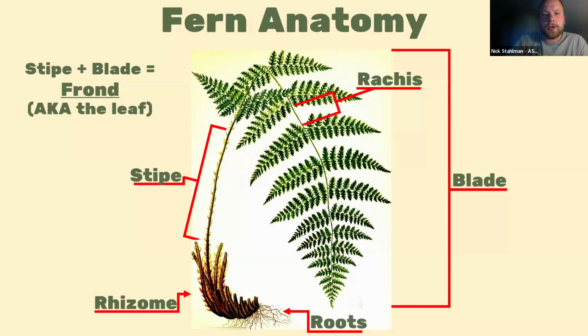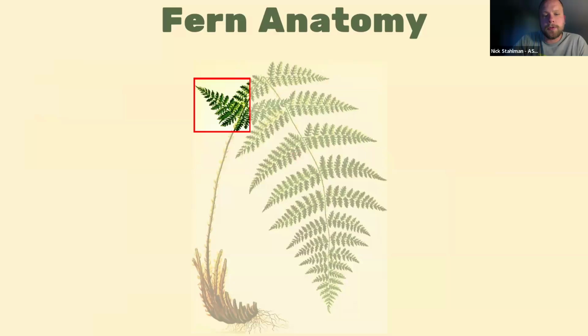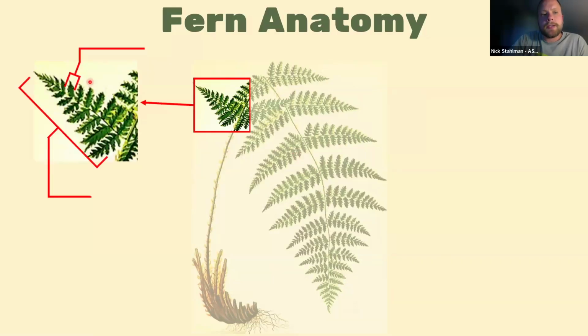Now, I mentioned the term pinna, so we're going to take a little bit of a closer look here. This portion, the entire little thing, is a pinna. Pinna just means ear. So it's a little ear on the fern. And the tiny little ear within the ear is the pinnule. It is important to know the pinna and how it divides, which we'll talk about in a second, but the tinier portion right there is the pinnule.